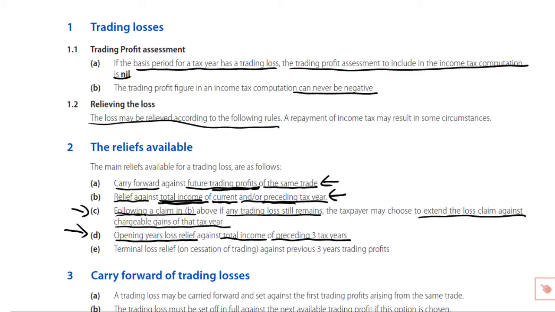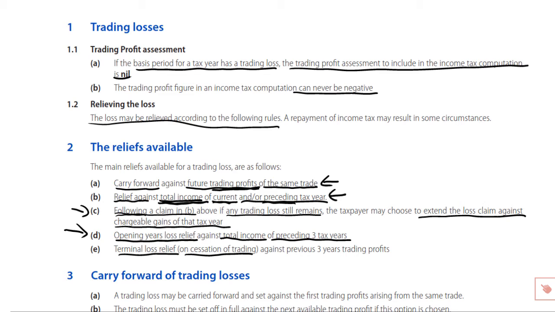And finally, we'll come to terminal loss relief. Terminal loss relief there, obviously dealing with cessation of trading. It's a closing years, a specialist closing years relief. Now, as we have just seen, that one relief that a taxpayer always has option to is the carry forward against the future trading profits of the same trade. But if, of course, that trade has come to an end, then there is no carry forward option. Hence, again, what do HMRC allow us to do?